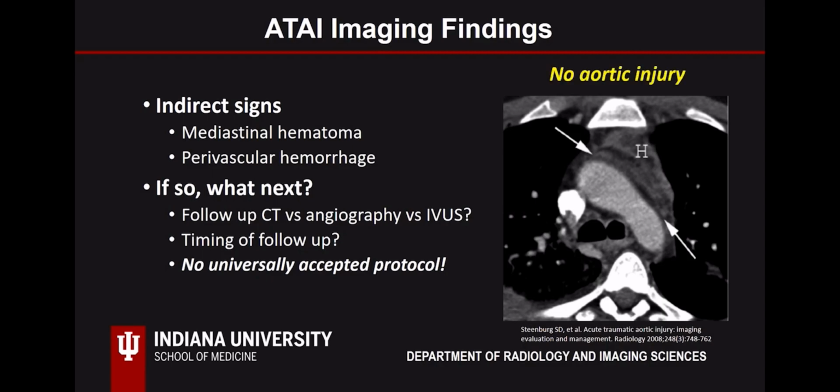If you do see indirect signs of an aortic injury on CT, you could do a number of things, including follow-up chest CTA without or with cardiac gating. You could do catheter angiography, however, this is likely going to be low yield. You could also do intravascular ultrasound.